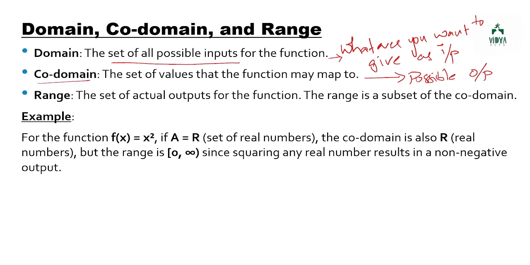The possible outputs, these are only possible outputs, not exact outputs. Okay. Codomain is just the possible output values, the set of values that the function may map to. We do not know whether it maps to that value or not. But codomain is the set of values the function may map to. Okay. Now range is the actual output, the very much actual output. So what is the difference between actual output and what the function may map to? I'll tell.